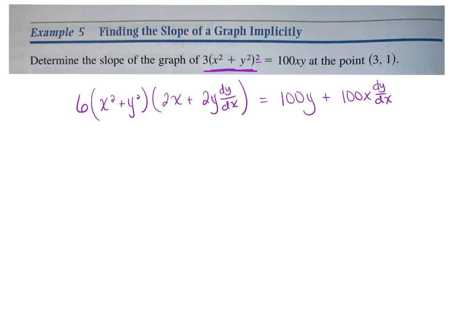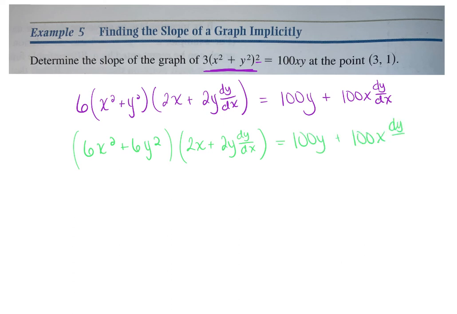At this point, I need to start really distributing and getting that dy dx on the left-hand side. The only way I can get it on the left-hand side is really to get those things out of parentheses. So I'm going to distribute. I have 6x squared plus 6y squared, right? That's being multiplied by 2x plus 2y dy dx equals 100y plus 100x dy dx.